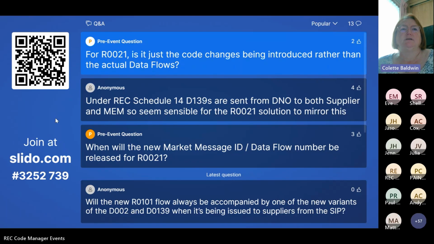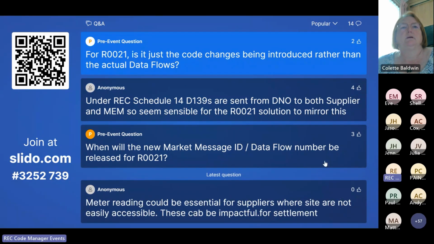R21, is it just the code changes being introduced rather than the actual data flows? So because we needed to correct the mistakes that were made with the data flows for R21, you're right, R21 does deliver the role of the SIP and the processors, but R21 corrects and introduces the correct data flows. So you could almost treat them as two separate activities, yes.